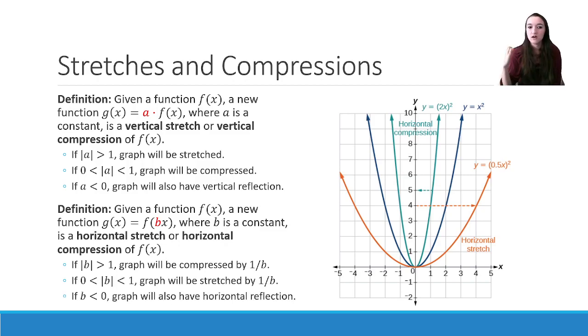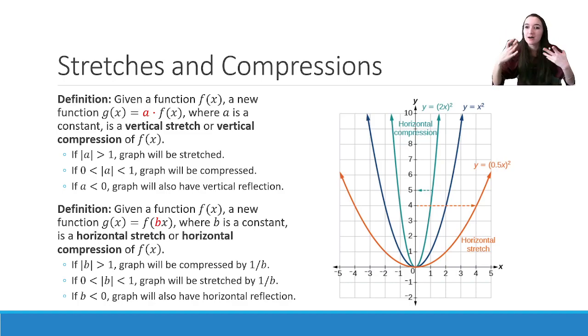And again, if b is less than 0, not absolute value, we also get a reflection in there along with it. So here, if we look at this function, which was originally x squared, and we have (2x) squared, we have compressed it in towards the y-axis. And then (0.5x) squared, we have pulled it away from the y-axis. And so again, the output values didn't change, but it does change where they occur.